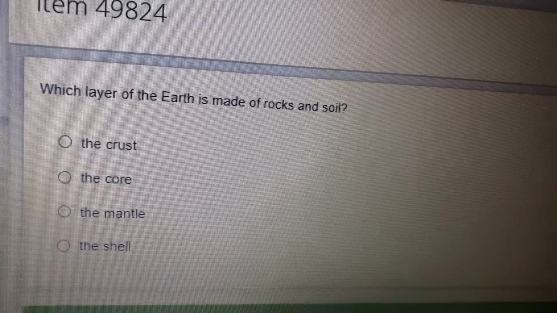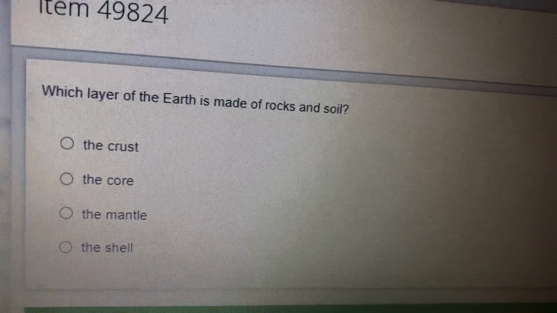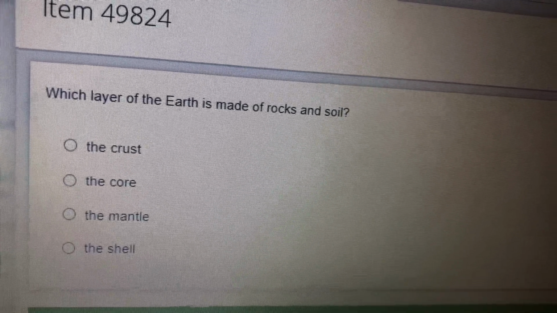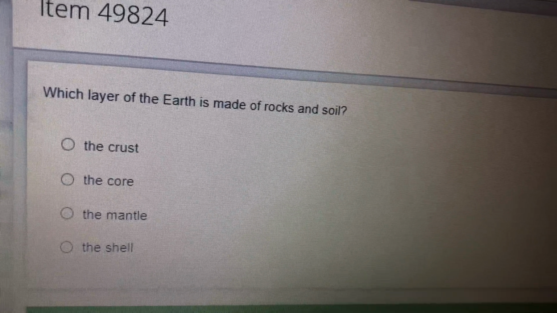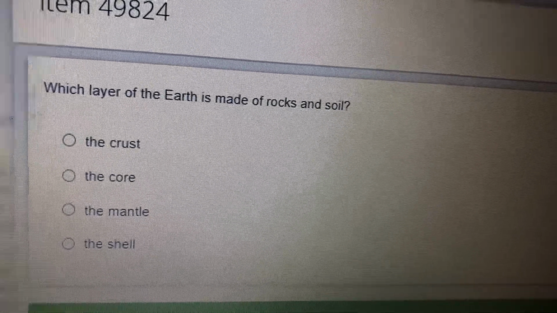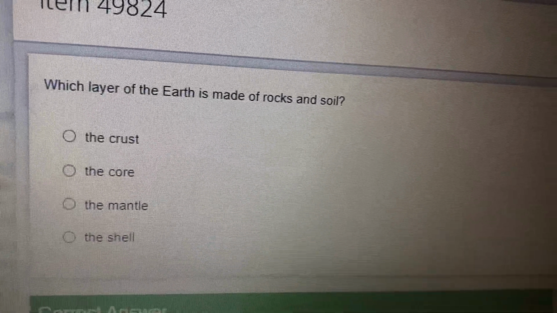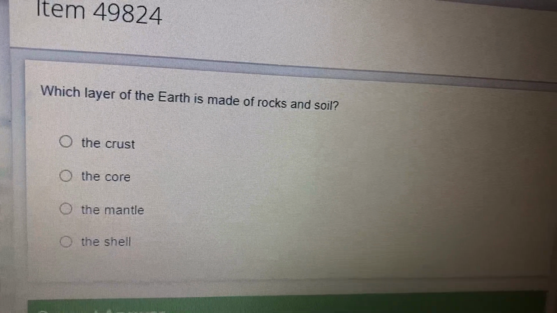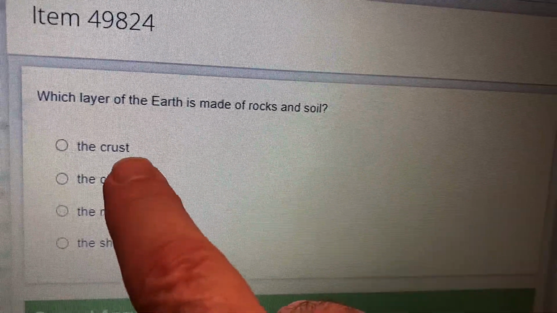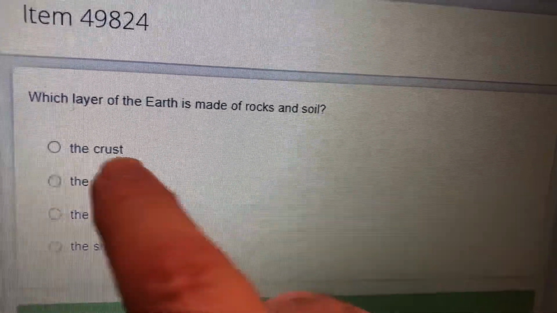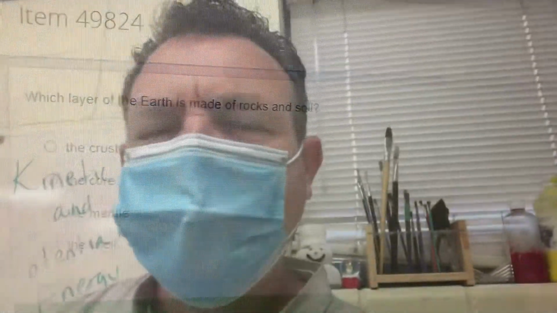Well, first of all, we didn't look at a layer that is called the shell, but we did look at mantle, core, and crust. So which one is made up of rocks and soil? That's right. It is the crust. Let's look at another question. For the next question, we didn't really talk much about this, but you should be able to get this from information that you have gathered in the past and also from making sense of what the crust is.